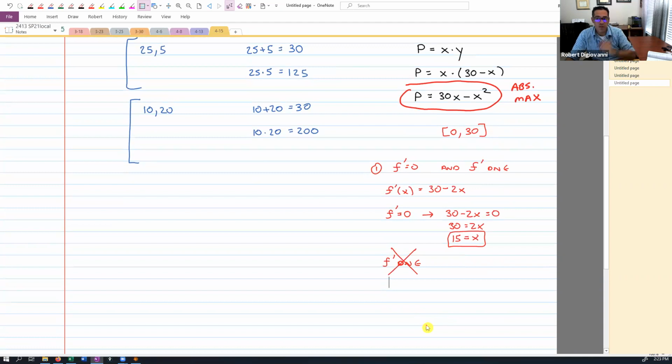So I only have one critical number. Now what I do is I take that 15 and I plug it into the P function. Now I didn't call this P of X, and maybe I should have, but I'm going to plug 15 in for the product function, and I'm going to plug it in right here. So it'll be 30 times 15 minus 15 squared. And I believe if you do that, you should get 225.